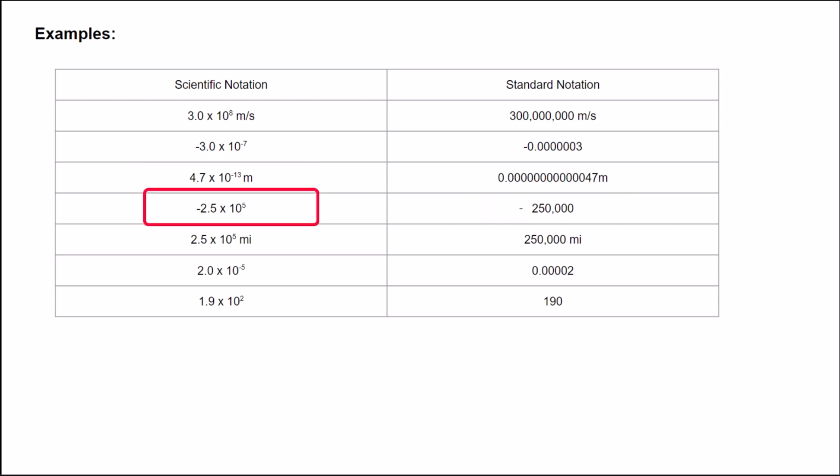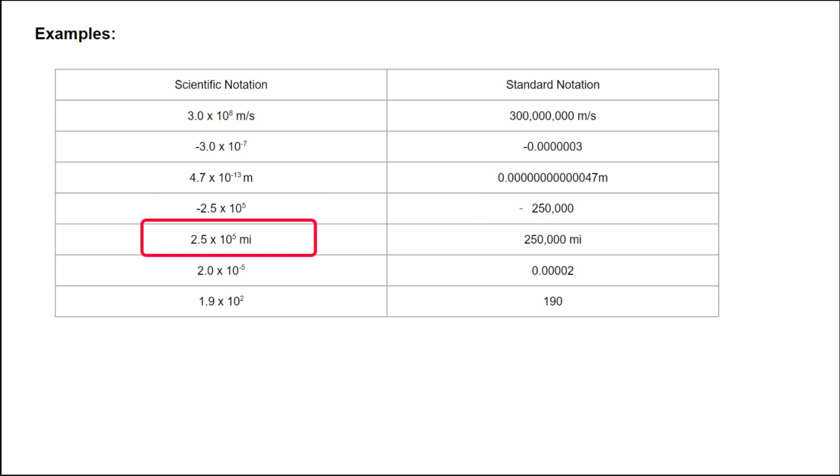Now we have a negative number, but a positive exponent. Well, the number is negative, so we keep the negative in front of the number. But since the exponent's positive, we count decimal places to the right. So starting at 2.5, we move it one decimal place over, and then we add 4 more. And what that gives us is negative 250,000.